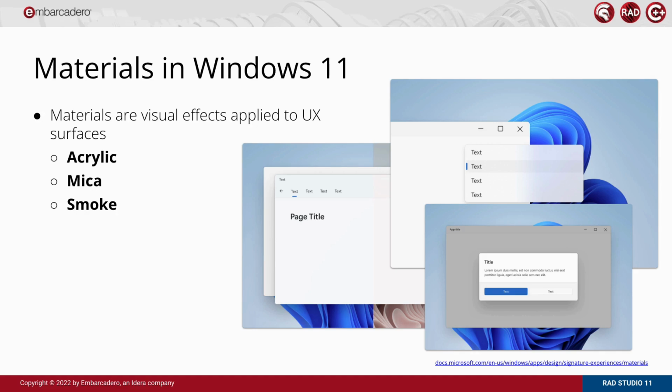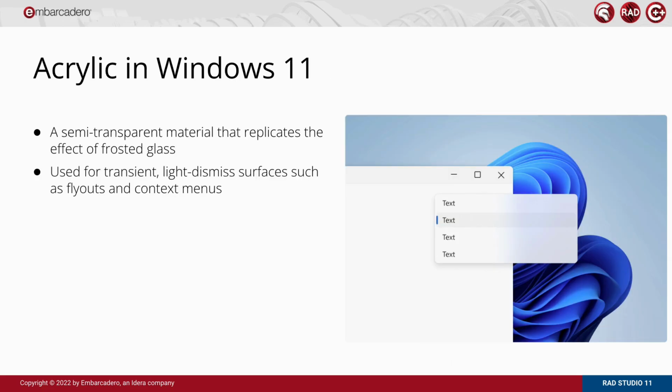Windows 11 has this idea of materials, and materials are just different visual effects that are applied to the UX surfaces. There's acrylic, which is very similar to the glass that was in Aero. There is mica, that's new to Windows 11. Or sorry, acrylic was in Windows 10. Mica is new to 11, and smoke is new to 11.